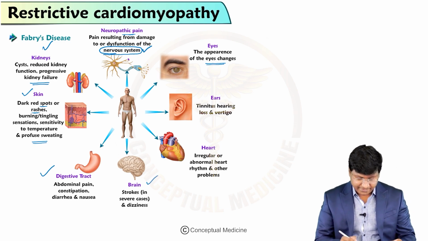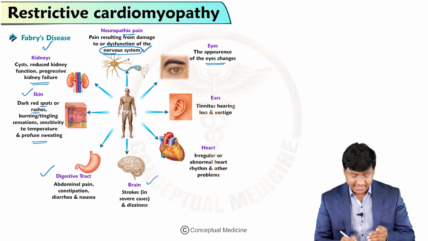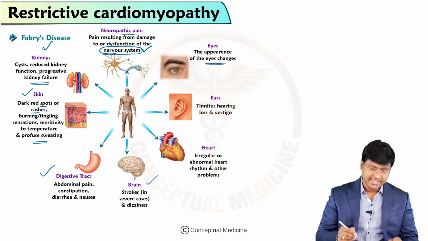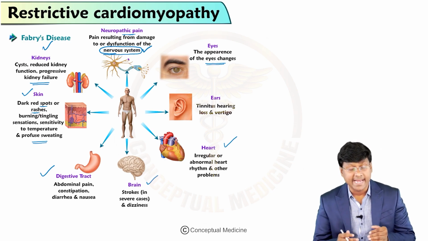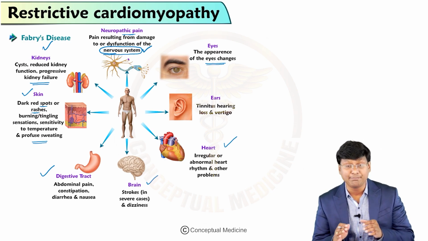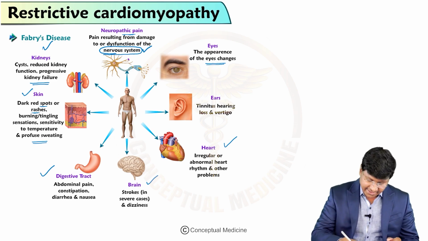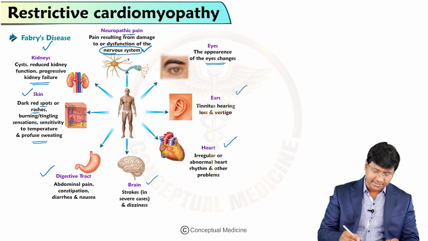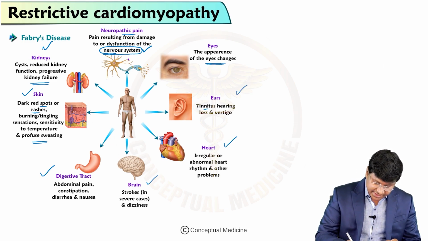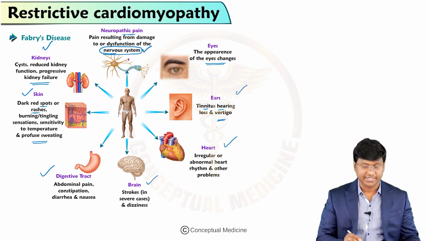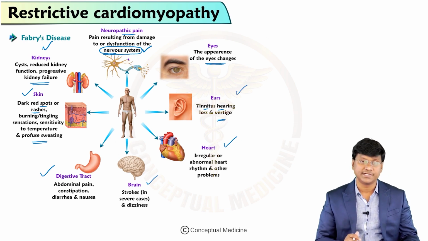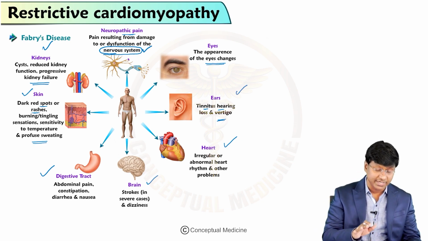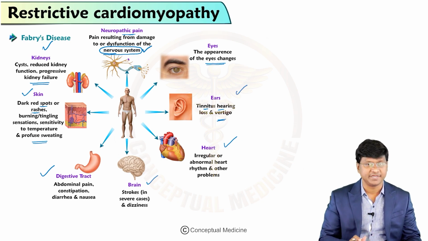It gets accumulated within the brain or brain vasculature, resulting in the development of stroke. It gets accumulated within the heart, resulting in restrictive cardiomyopathy, and there can also be irregular or abnormal heart rhythm. And it also gets accumulated within the ear, resulting in tinnitus, hearing loss, as well as vertigo. So these will be the features of Fabry's disease.